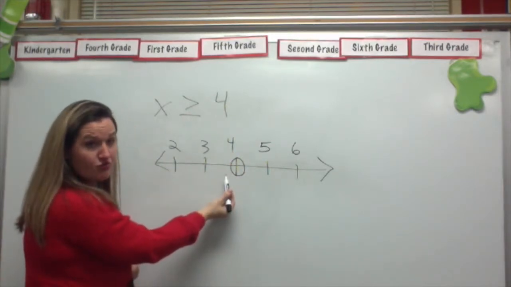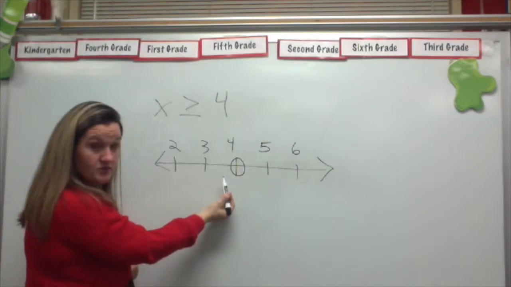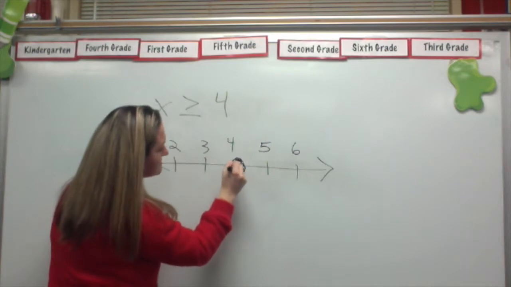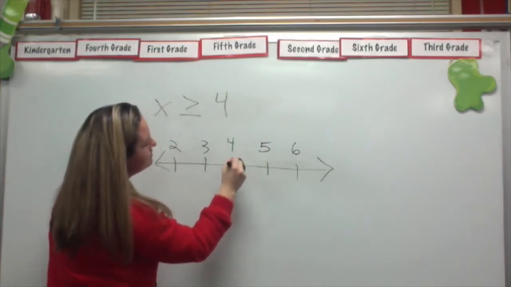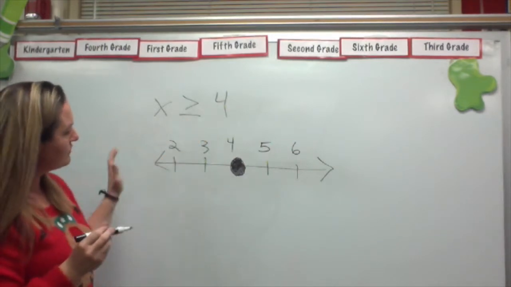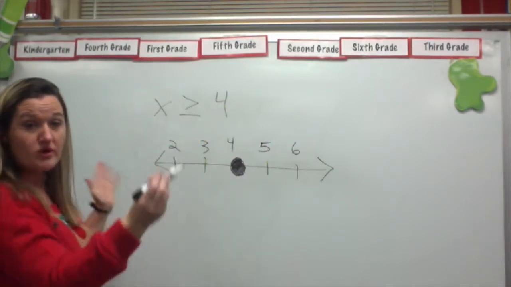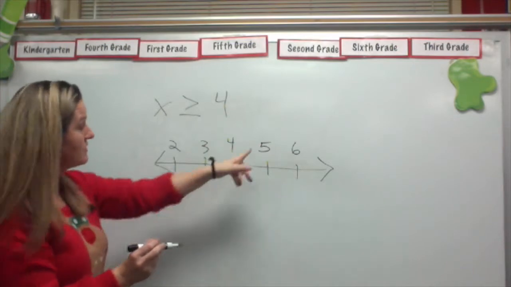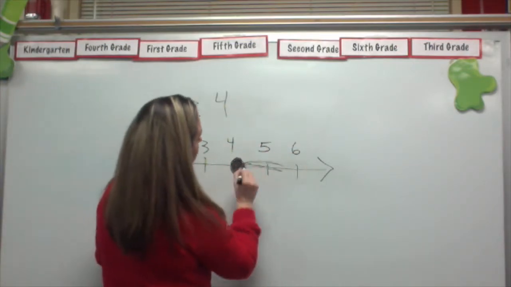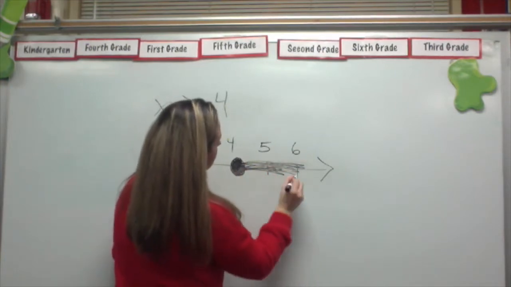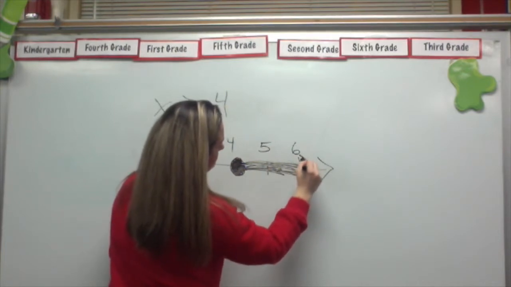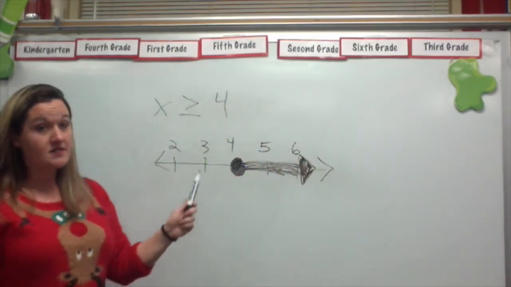All right, so I'm going to start at 4 like I had been, draw my dot, but this time, could 4 be a solution to this? Yes, it could be. So in this case, I'm going to actually fill the dot in. And that means 4 itself could be a number, could be one of the answers, okay? So x is greater than or equal to 4, okay, so which direction do I need to go on the number line to find the solutions? 5 is greater than or equal to 4, 6 is greater than or equal to 4, so I'm going to go this way. And then just draw that out. And that's how I would graph that.